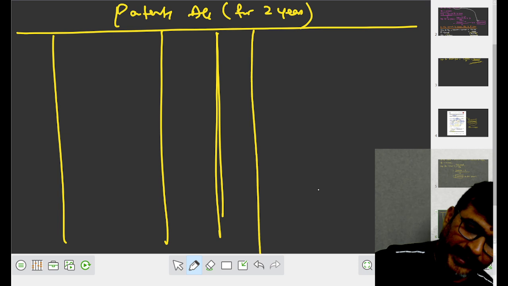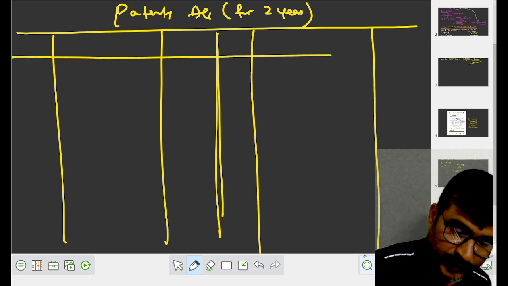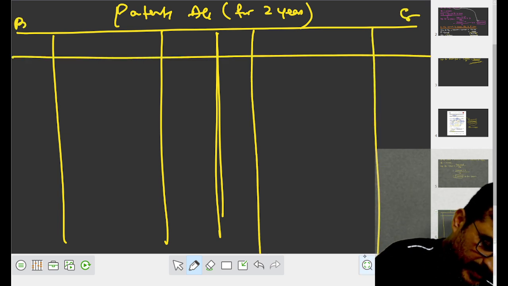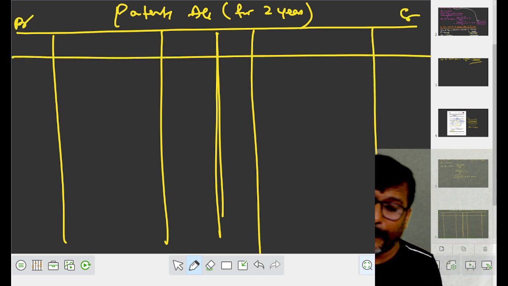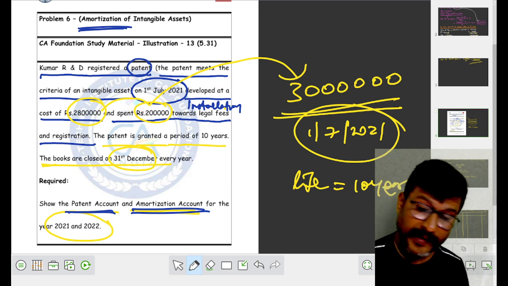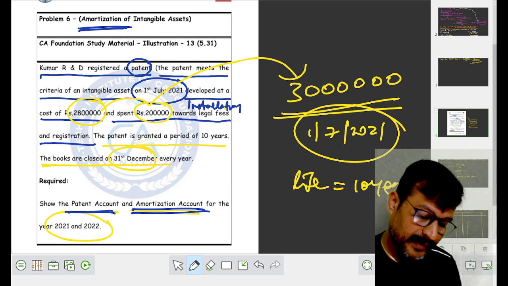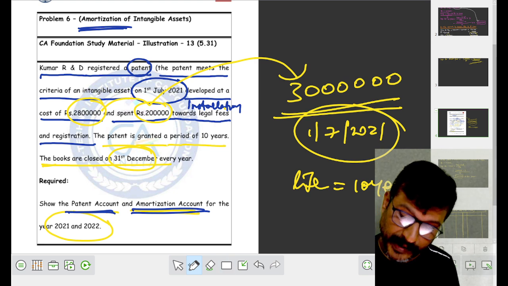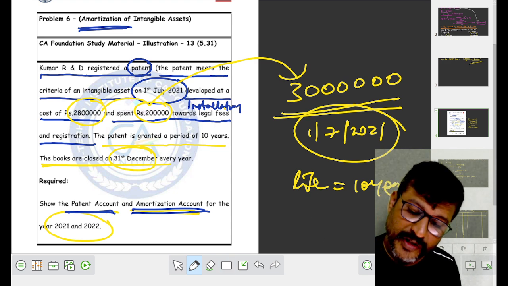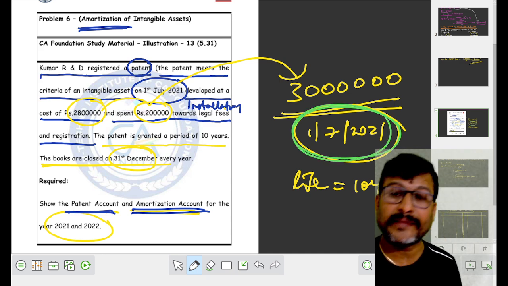Let us have the patents account, for 2 years. Fine. When the patent is purchased, see, the patents is purchased on when? Please, my dear students, please observe, the patents is purchased on when? July 21, in the middle of the year.